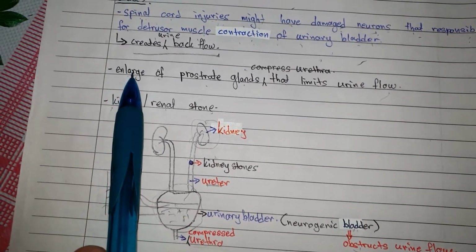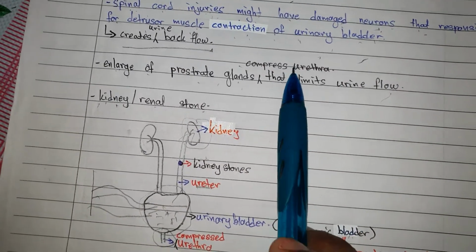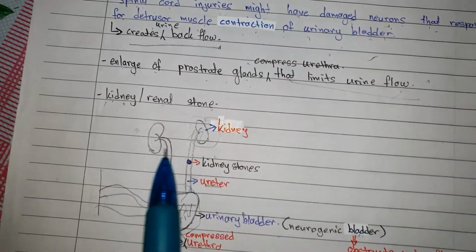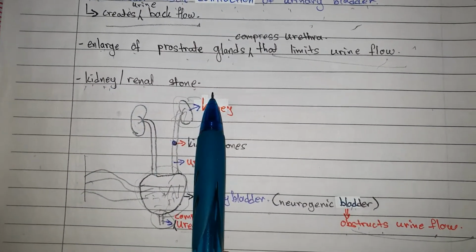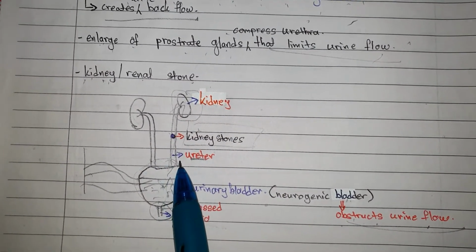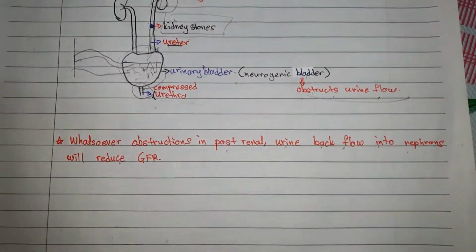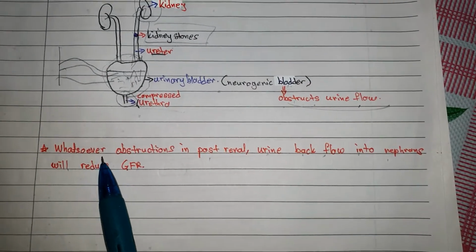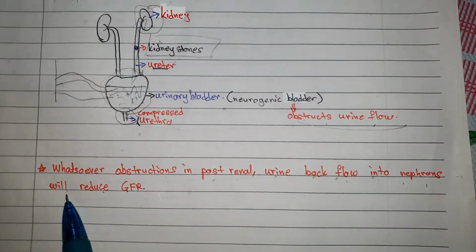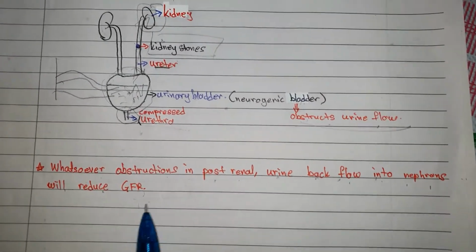Another cause is enlargement of the prostate gland, which compresses the urethra and limits the urine flow. This also will form a backflow to the kidney. Other causes include kidney or renal stones, which will block the flow of urine along the urinary tract. So in easy words, for post-renal kidney failure, whatever the obstruction in the post-renal, the urine backflow in the nephrons will reduce the glomerular filtration rate. In other words, this will heavily affect our kidney.